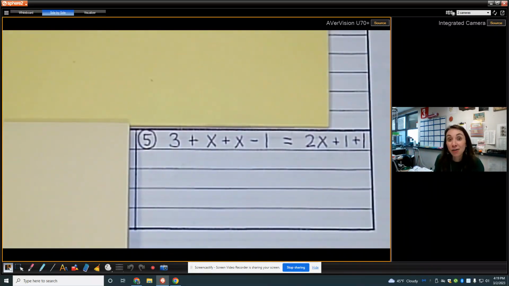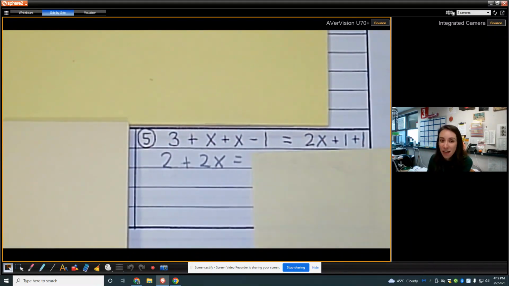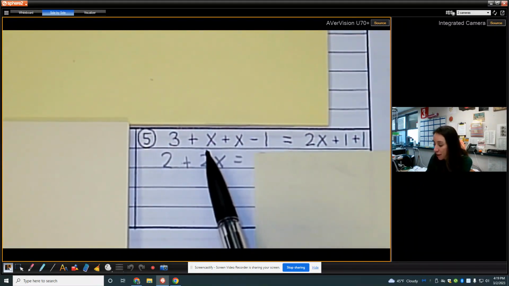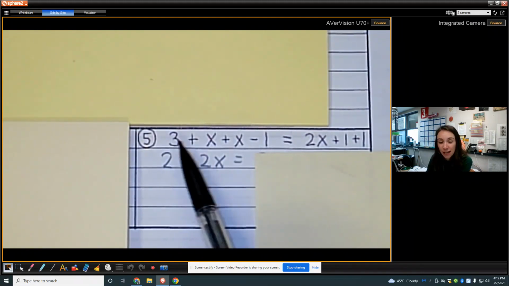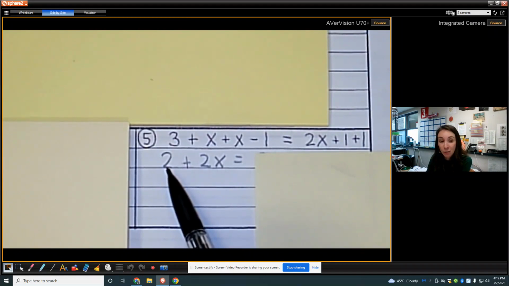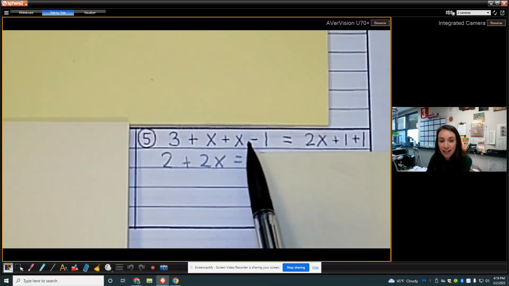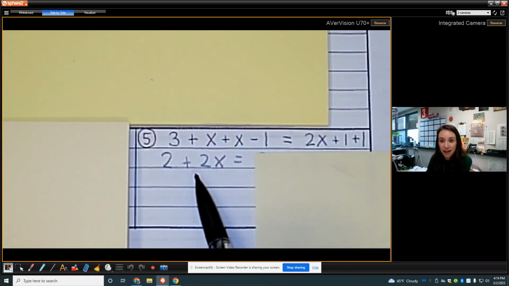All right, go ahead and tackle number 5. On the left side of the equal sign, you'll see that we have x plus x right here. Well, x plus x is a positive 2x. We have 3 minus 1, which is equivalent to positive 2. So I've got the left-hand side of the equal sign simplified now.